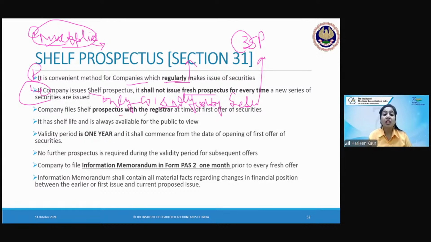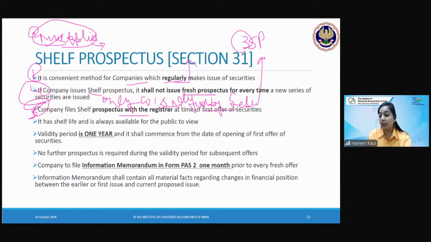Number five, shelf prospectus shall be filed with the registrar at the time of the first offer. So on 17th January, I was bringing the first offer, and on 25th April, I'm bringing the subsequent offer. So what is the date on which I have to file the shelf prospectus? Tell me, children. On 17th January, I brought a fresh first time offer of securities, and on 25th April, I'm bringing the subsequent offer. At what time do I need to file the shelf prospectus? And at what time do I need to give the information memorandum? Tell me, hurry up.